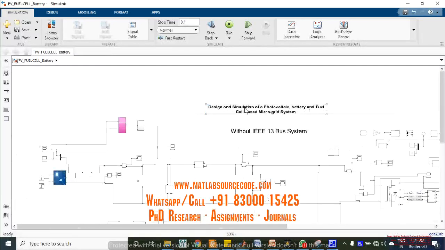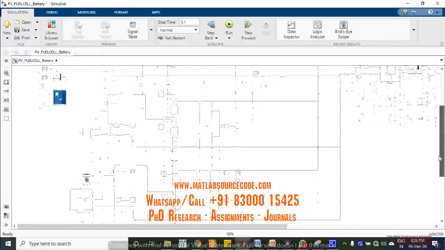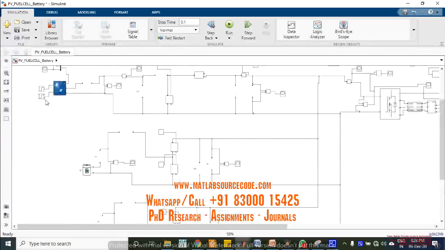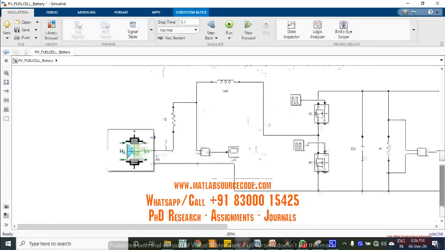This is the project that's showing the design and simulation of a PV, battery, and fuel cell based microgrid system. In this microgrid, we have used three energy sources. First one is PV, second one is battery, and third one is fuel cell.